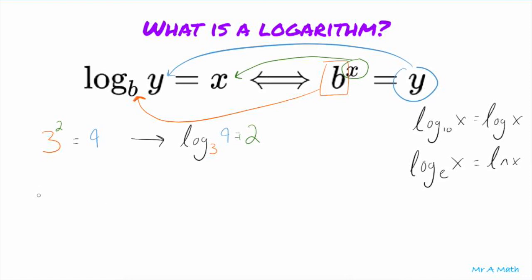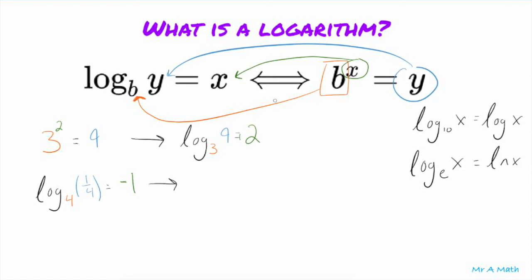Now let's say I have a function in logarithm form. And let's say it's log base 4 of 1 over 4 equals -1. And you could look up what is log base 4 of 1 over 4. You would find that it's equal to -1. Now, let's write this in exponential form.